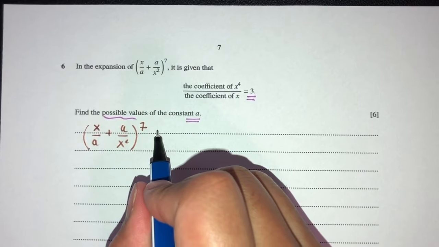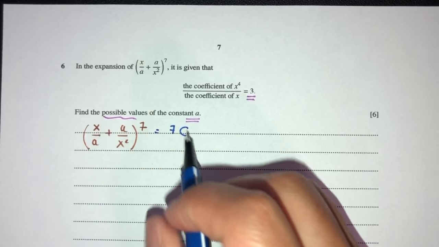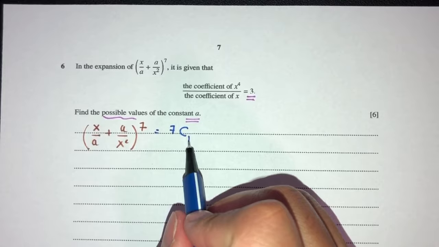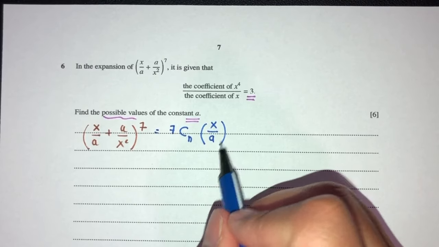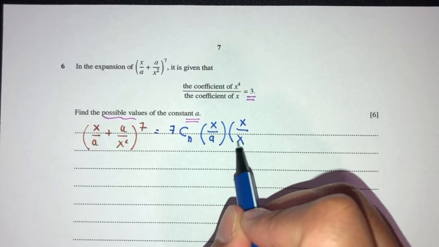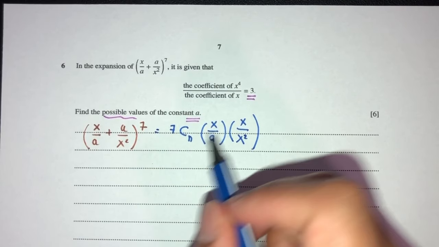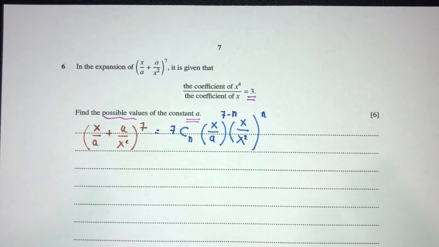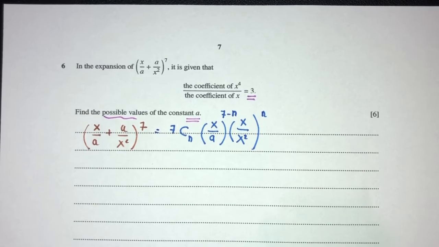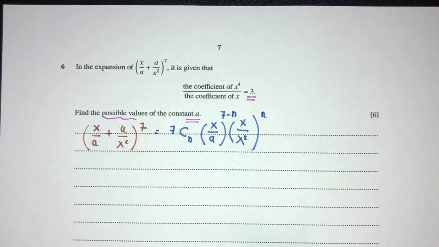It should look something like this. So 7 choose n, for example. The first would be x over a times a over x squared. And because here we have n, that should be n over here, and that should be 7 minus n. Now choose values of n such that we have the correct term for this expansion.